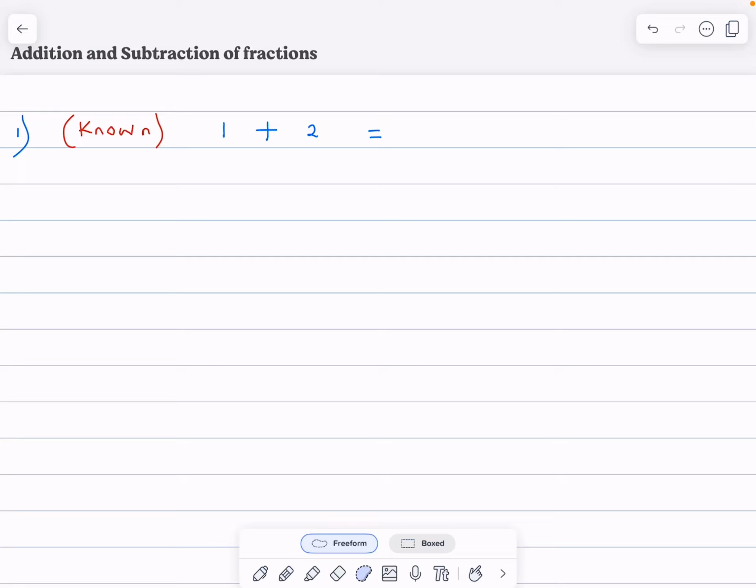Hello friends, let's do addition and subtraction of fractions.